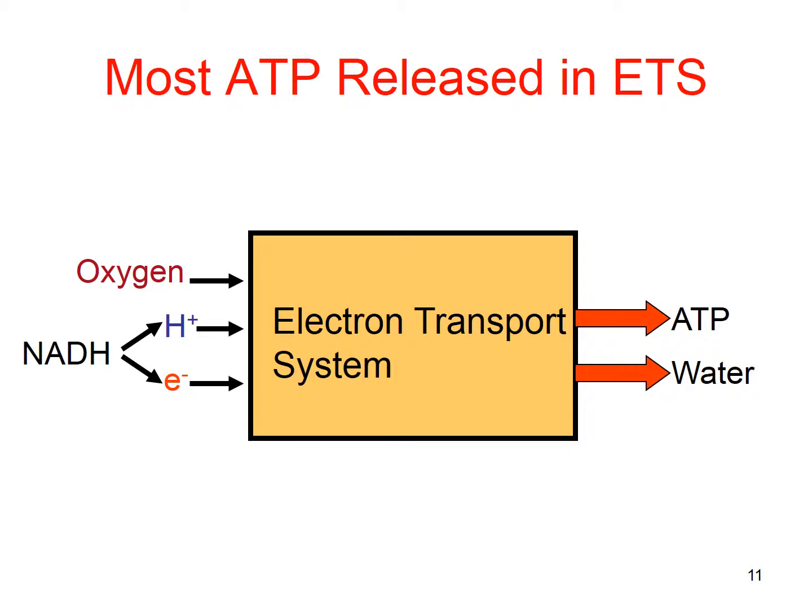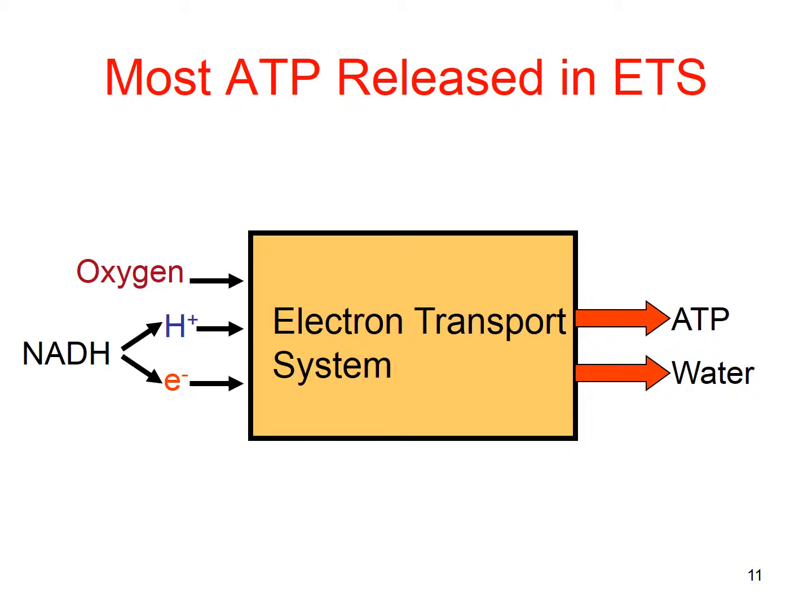Okay, the oxygen is used near the end of the electron transport system because it receives those electrons after they have given up their energy, and also receives the hydrogens, and when you combine hydrogen and oxygen you get water, and so water is the other thing that comes out of the electron transport system. So two main products, ATP and water, and most of our ATP is made in this step.